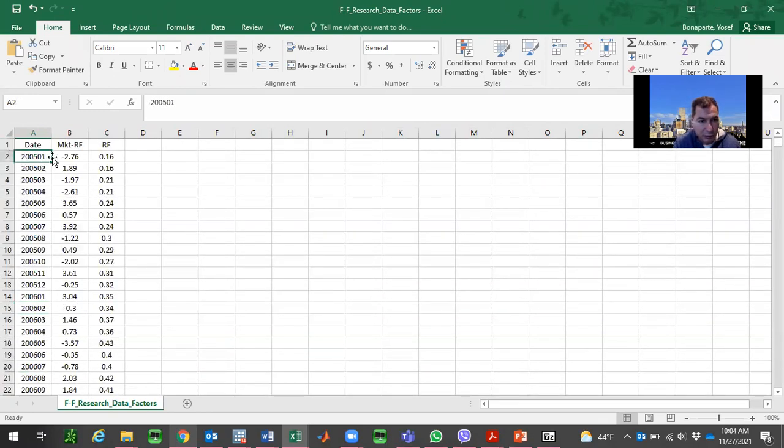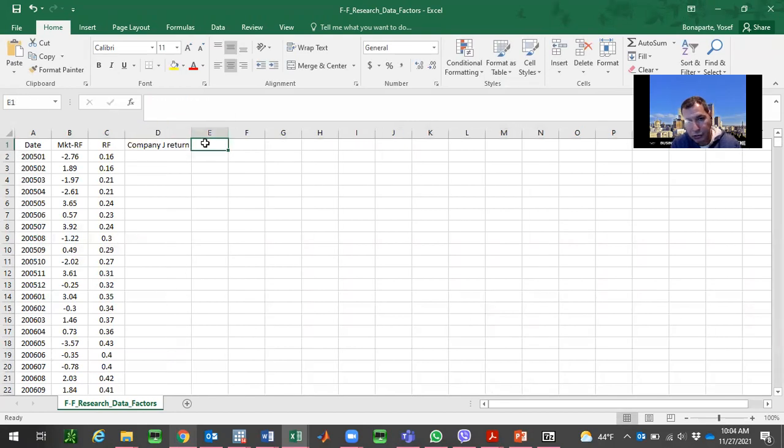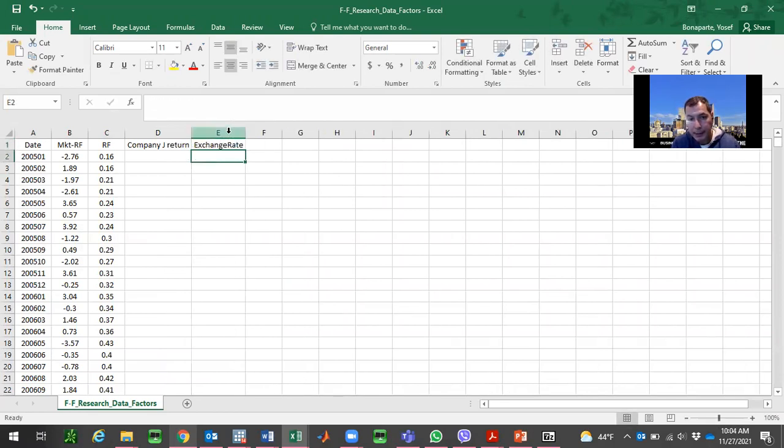Data from January 2005. Now I need the company j return, and I need the exchange rate. I'm going to use Apple because we had the 2018 tweet from Trump, so it's very sensitive to China. We want to see how much Apple is sensitive to the exchange rate. So I'm going to use the Chinese yuan rate, US dollar.